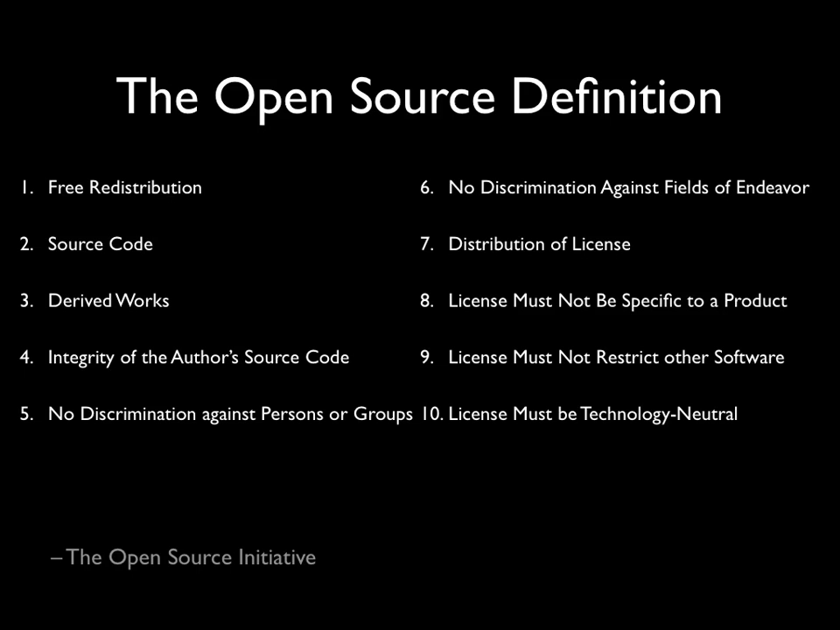Integrity of the author's source code, so you may restrict source code from being modified if the license allows for patch files. But you must explicitly permit distribution built from modified code. And no discrimination against persons or groups, and no discrimination against fields of endeavor. So this speaks not just to racism or that sort of thing, but more as well accessibility.